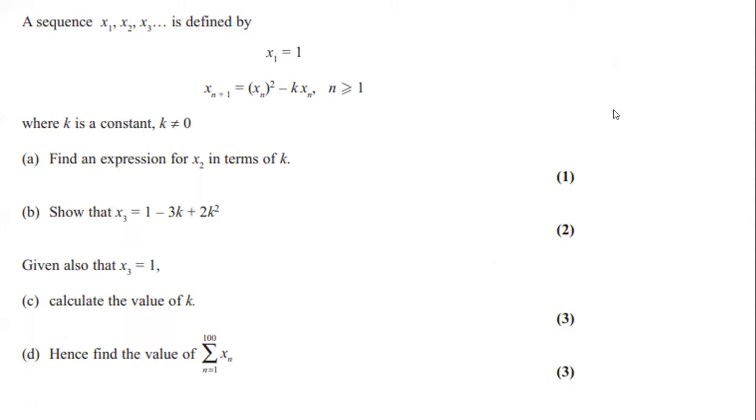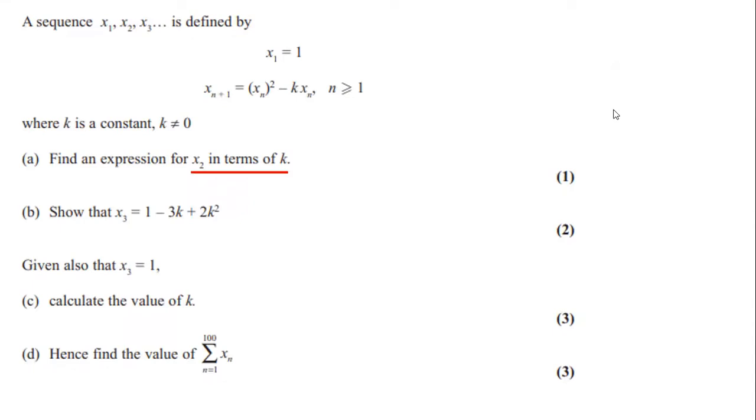So just have a quick read of the exam question on the board. Okay, so I'm going to read through it. We've got a sequence at the top, k is a constant, and k is not equal to 0. Find an expression for x2 in terms of k. So straight away, it's telling me I need x2, but the important bit is it's going to be in terms of k, it's not going to be a number.